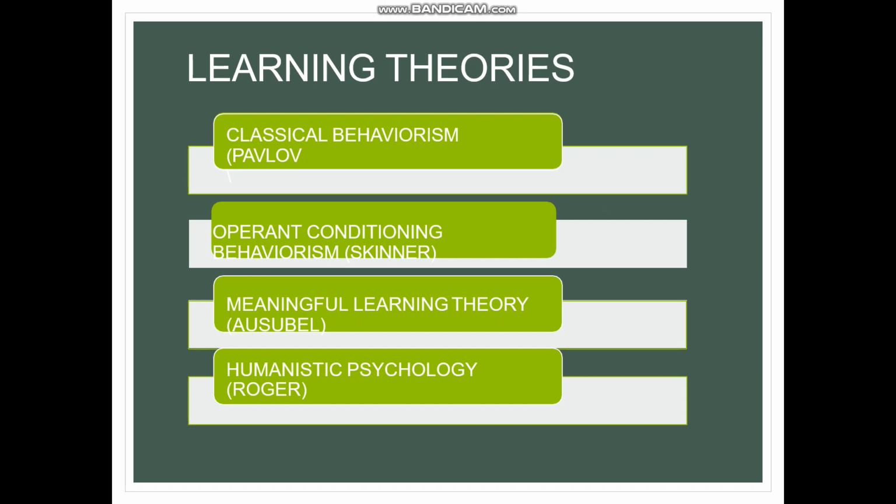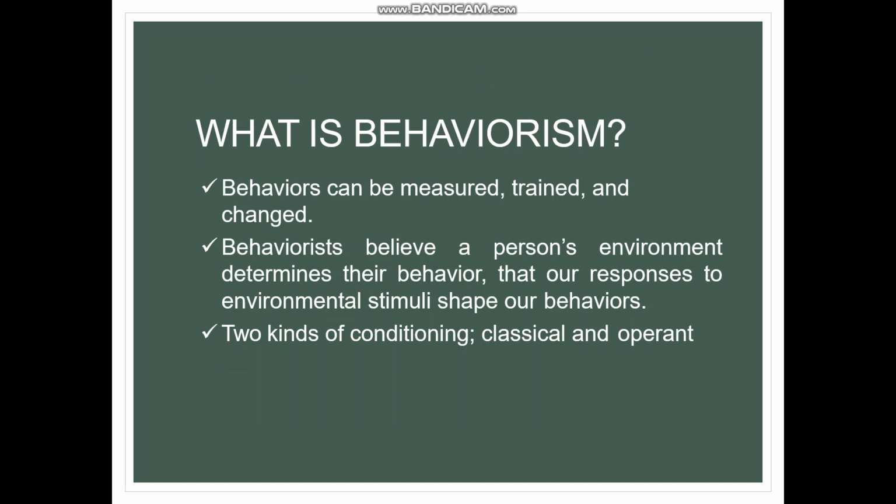In this chapter we are going to discuss four learning theories. The first one deals with behaviorism theories. We have classical behaviorism and operant conditioning. Later we are going to differentiate between them. Then we have the meaningful learning theory by Ausubel, and the humanistic psychology by Rogers.